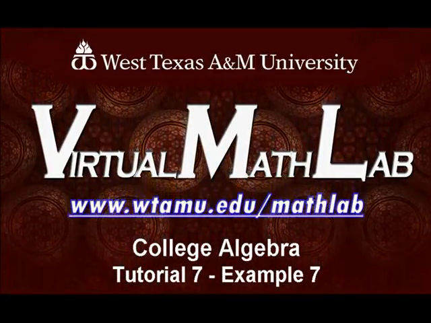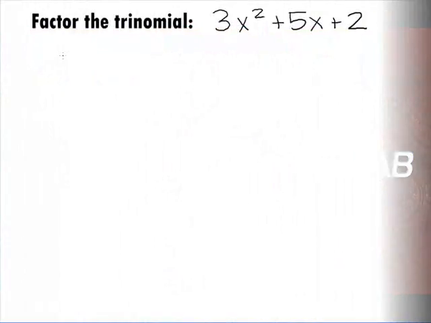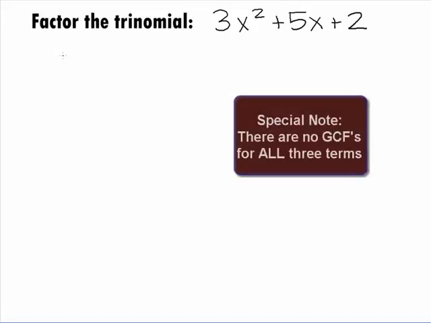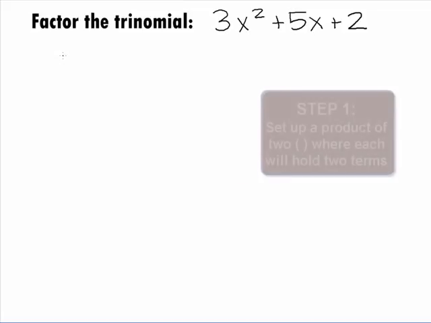This video will step you through College Algebra Tutorial 7, Example 7. In this example, we want to factor the trinomial 3x squared plus 5x plus 2. Note that this trinomial does not have a greatest common factor for all of its terms. So we will go right into factoring the trinomial, which is basically doing the reverse of the FOIL method.